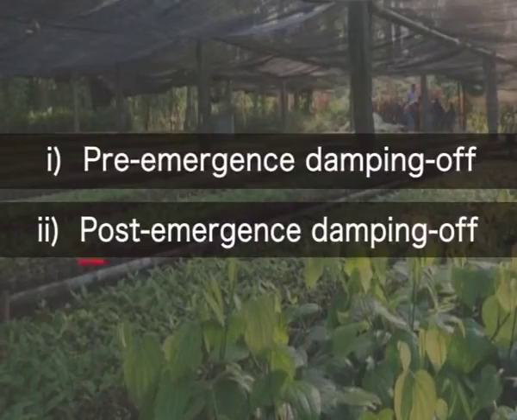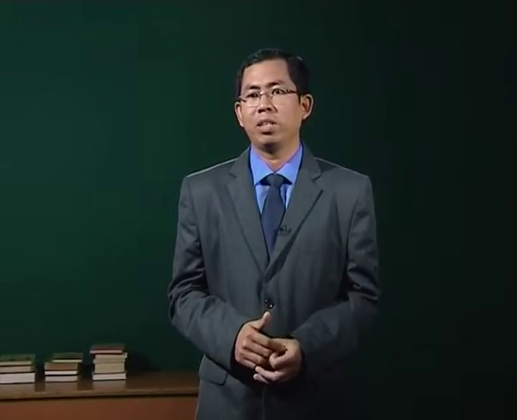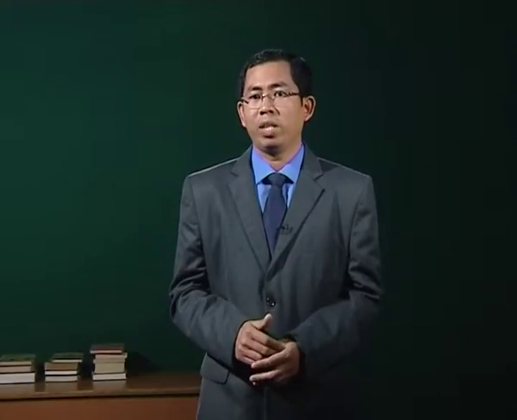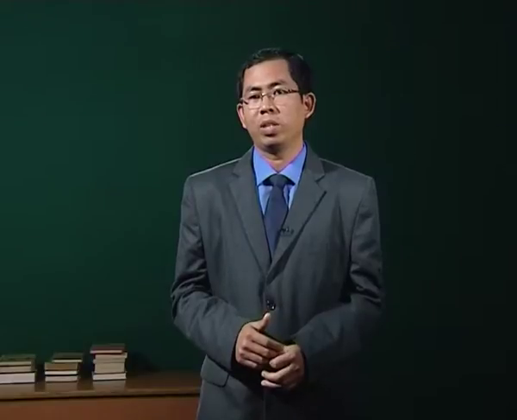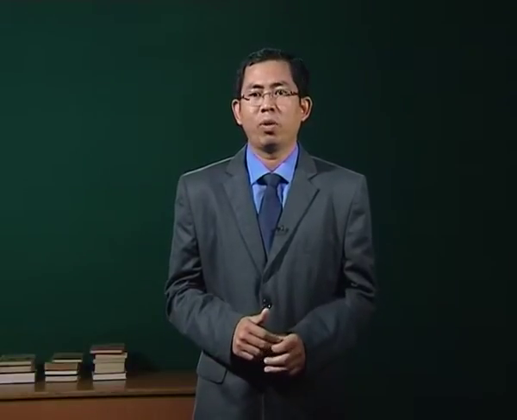Now we will see the post-emergence damping off symptoms. Here the seedling shows brownish discoloration on the stem near the ground level, that is the collar region below the cotyledon, leading to rotting of the tissues. The growing apex wilts, and as a result the seedling collapses and dies.